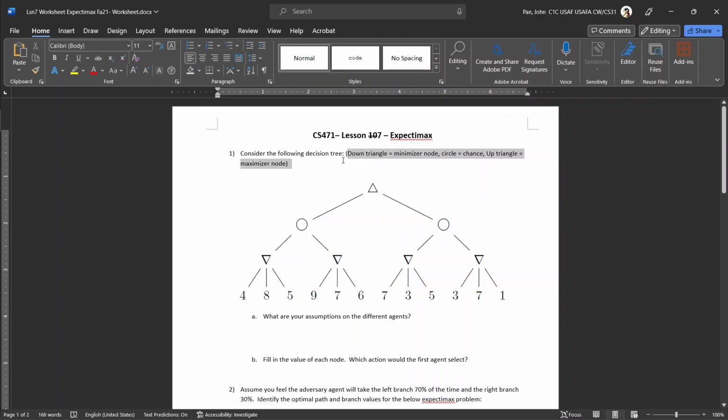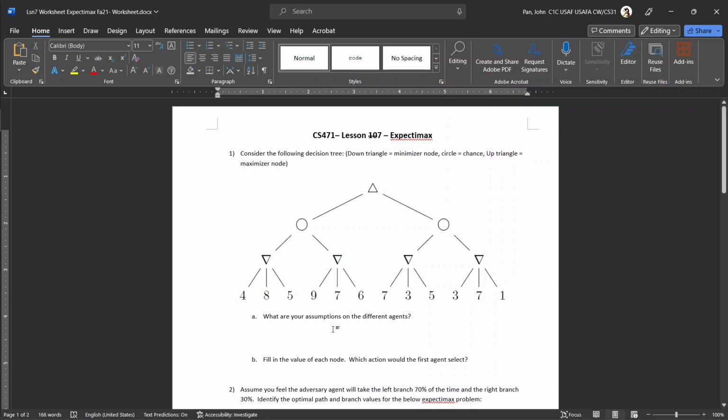So here we have 3 agents. We have the down triangle that will select the minimum value of its branches. The circle will have an equal probability of selecting any branch. So right here it's 50% left, 50% right, but if there's a third branch, every branch would have a 1/3 chance of being selected. The up triangle is the maximizer node, which will select the highest of either branch, the largest value. So we can actually copy this.